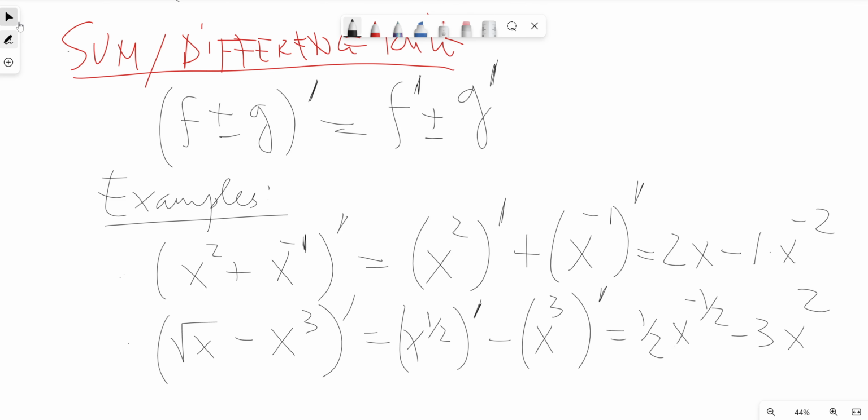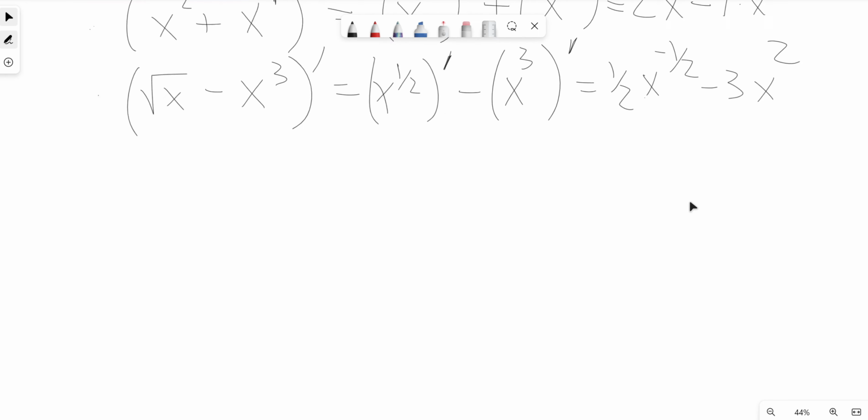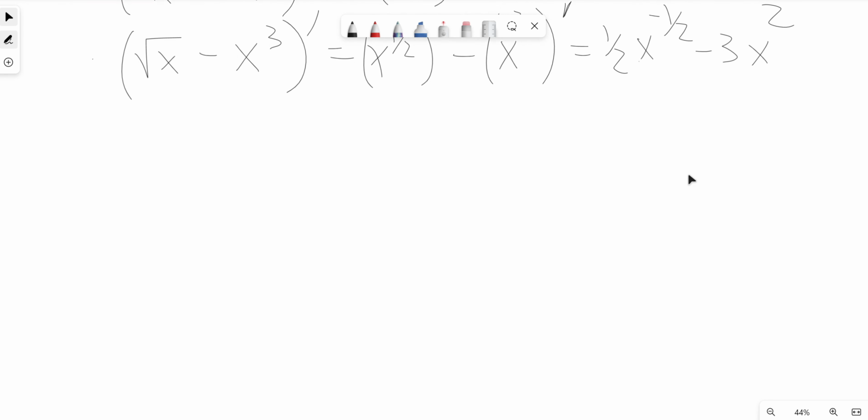The third basic rule I like to go over is that of the constant multiple rule. The constant multiple rule.